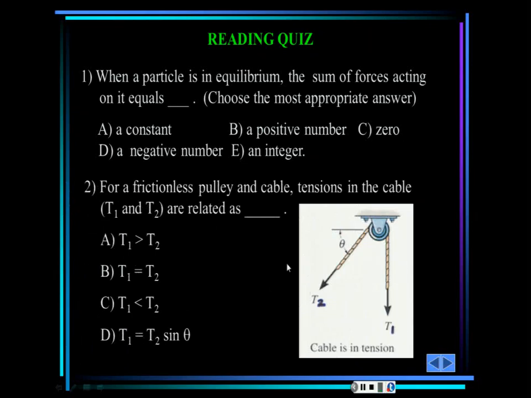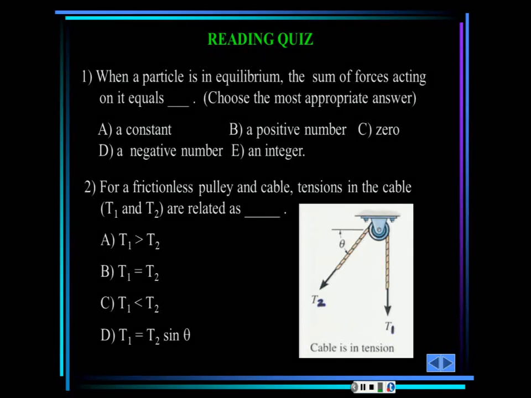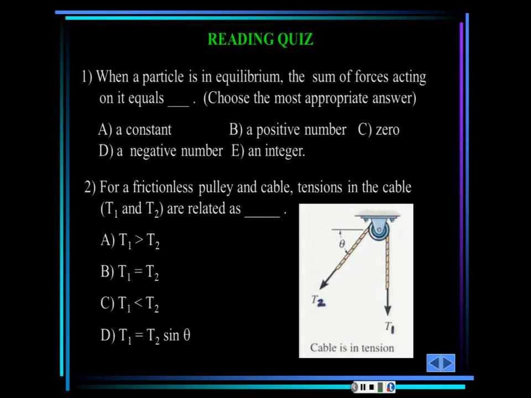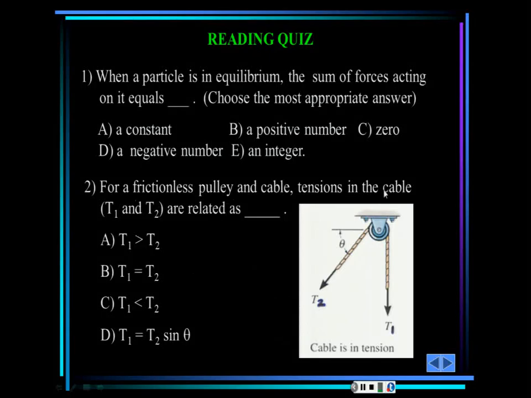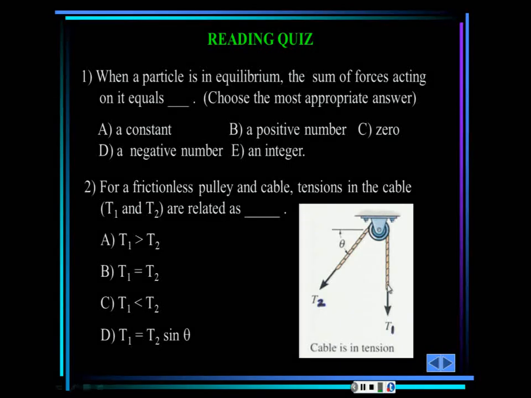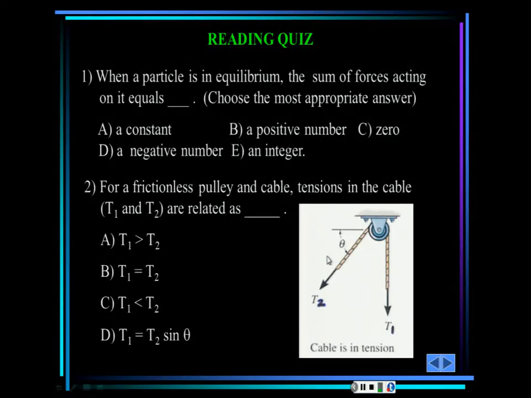This is another question that usually students have trouble with, not because they don't know it, but basically because they don't remember that they know it. And they forget about clue words. When they say for a frictionless pulley and cable, tensions in the cables T1 and T2 are related as, usually some of the students say that T1 is bigger than T2. But that's not correct, because it says frictionless pulley. So whenever you have frictionless pulley, the tension here and the tension here has to be exactly the same tension.